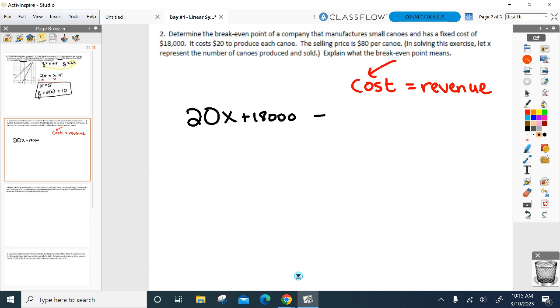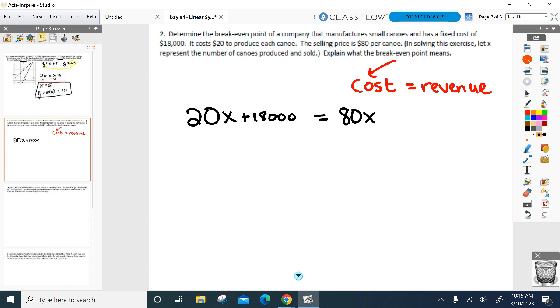You set it equal to how much money do we bring in for the canoes? $80 for every, and what do I put with the 80? For every canoe. There you go. There's my break even. Cost, how much it takes to make them, plus the fixed cost, equal to how much we're taking in for every canoe. And then this is just something you guys solve now.